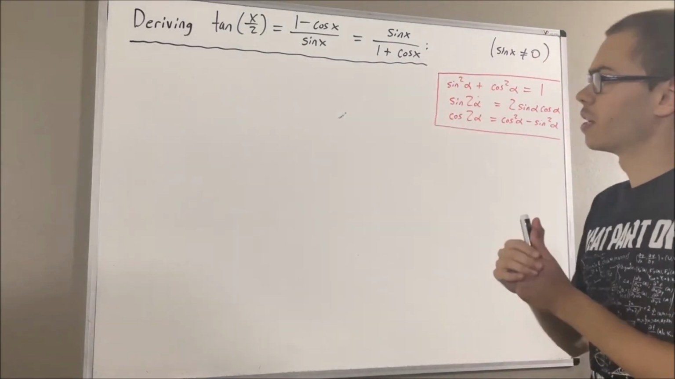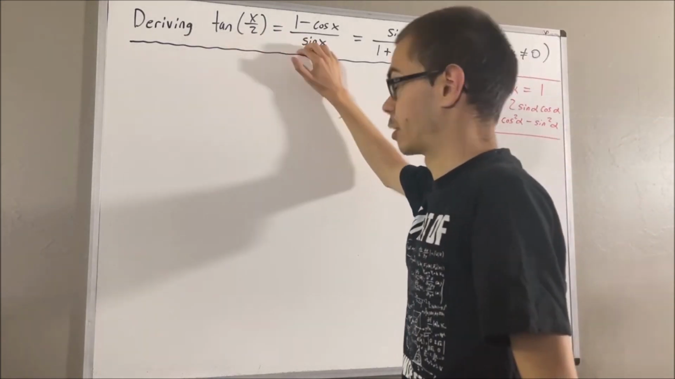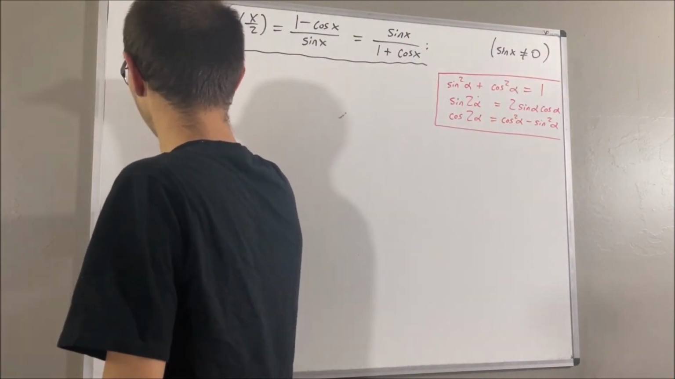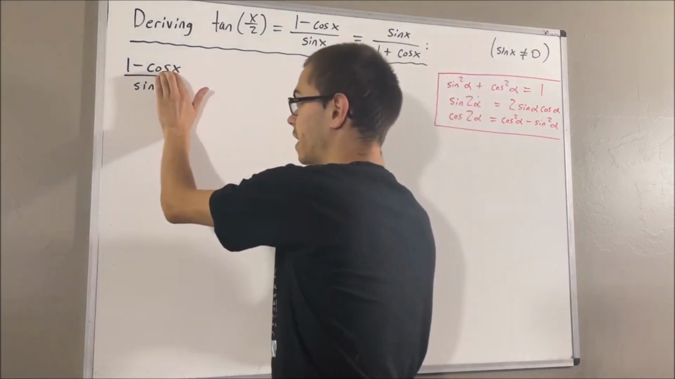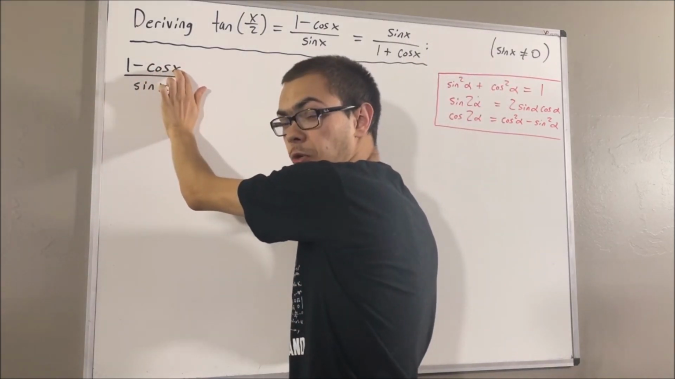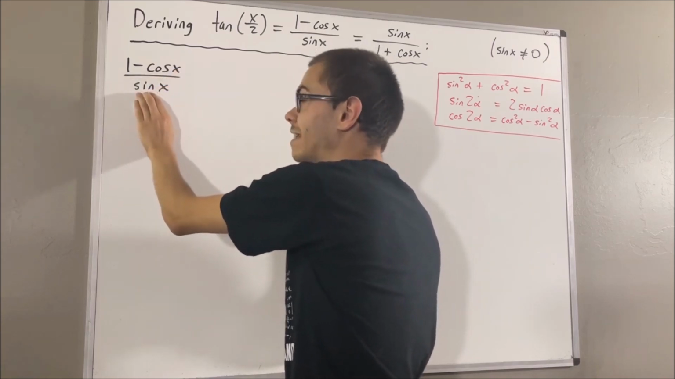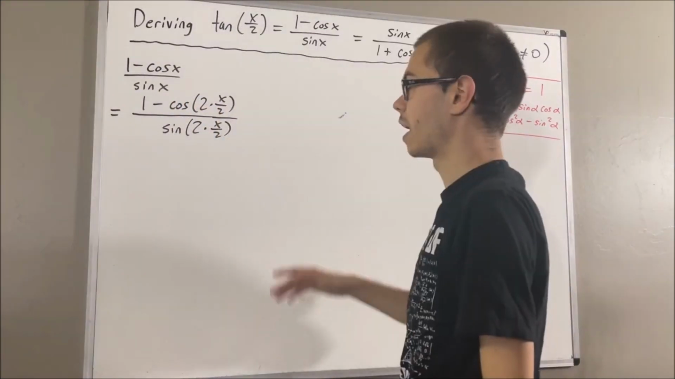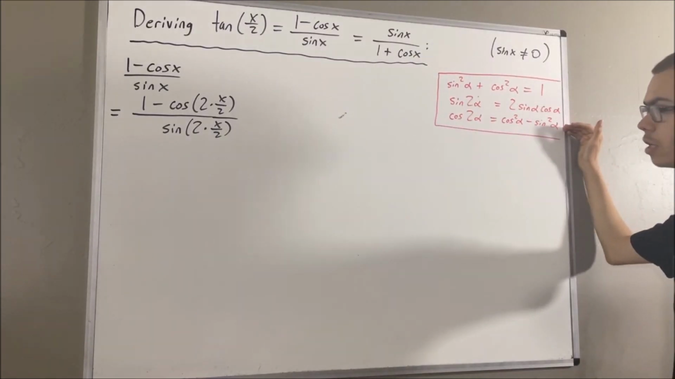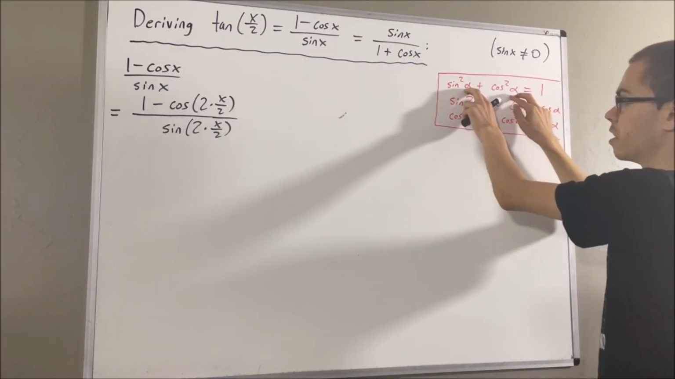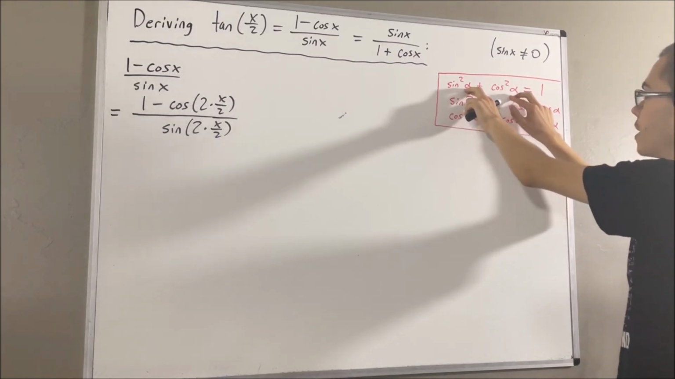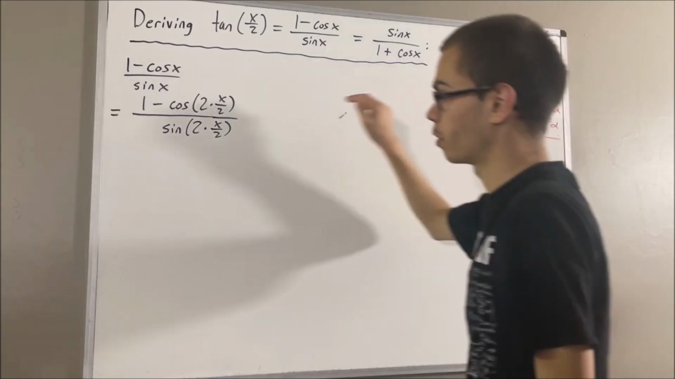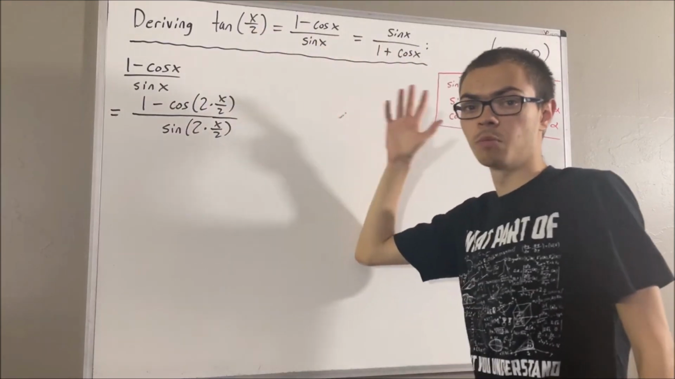So let's start. We're first going to show that these two expressions are equal to each other. Let me start out by writing the middle expression right here. Now, we're going to view cosine of x as cosine of 2 times x over 2. Similarly, we're going to view sine of x as sine of 2 times x over 2. And now we're going to apply these three identities. For our first identity, if we take alpha to be x over 2, then sine squared of x over 2 plus cosine squared of x over 2 is equal to 1. So we're going to replace 1 with sine squared of x over 2 plus cosine squared of x over 2.